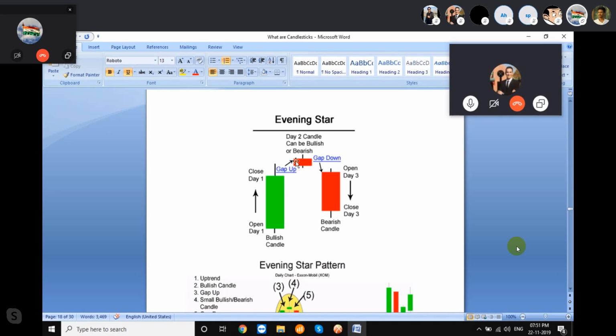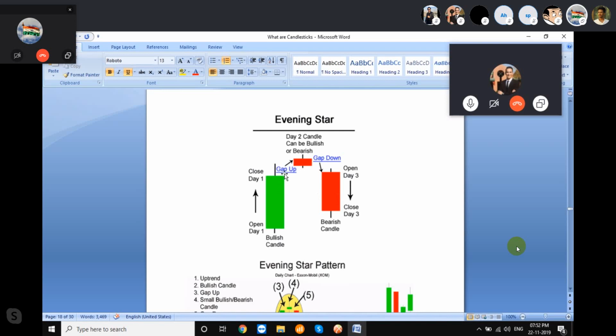So it should have a body. Even a little rejection is fine, not a big rejection, but the body should be clearly visible. And the third candle should and must be a bearish candle. If we see these three candlesticks in sequence at the resistance level, then we call it the evening star. After these three candles, we place the sell trade on the fourth candle, at the beginning, as soon as the fourth candle starts forming.